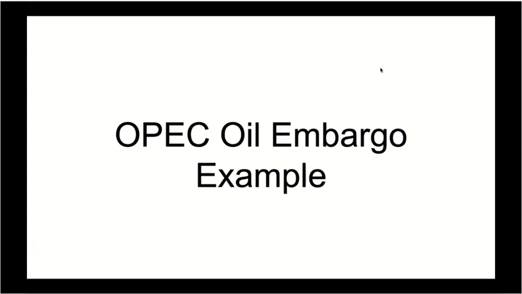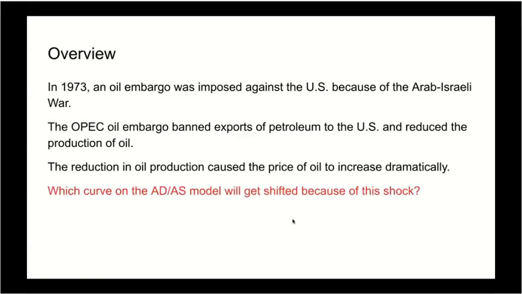So this video is about the OPEC oil embargo example. We'll be connecting this with the Phillips and the narrow curves. So a quick overview. In 1973, an oil embargo was imposed against the US because of the Arab-Israeli war.